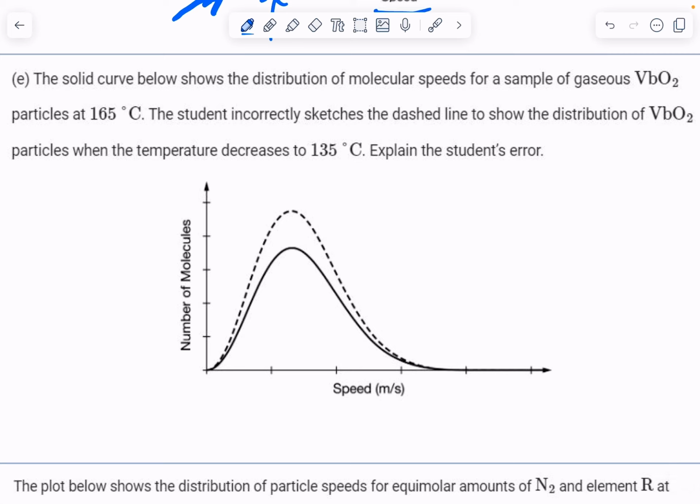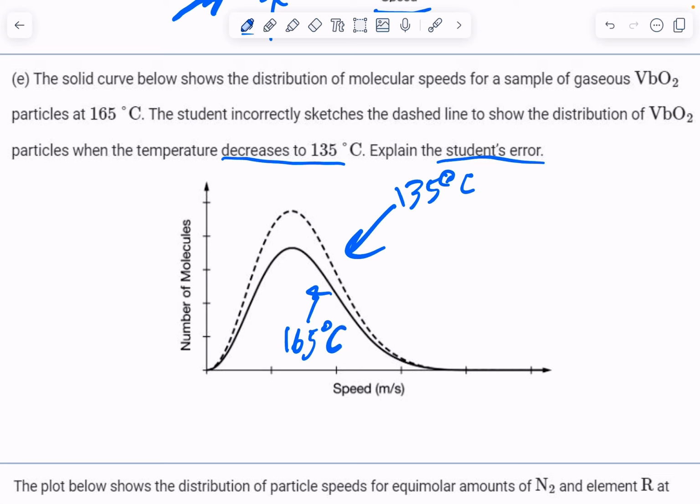This one is similar. We have a solid curve line below that shows the distribution of molecular speeds of a sample of gas of VbO2 particles at 165 degrees Celsius. The student incorrectly sketches the dashed line to show the distribution of VbO2 particles when the temperature is decreasing to 135. So explain the student's error in this question. So somewhere along the lines, we've got to explain why this dashed line is incorrect if it's supposed to be 135 degrees Celsius, and this one is supposed to be 165 degrees Celsius.